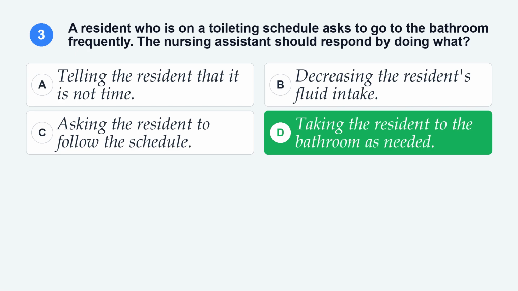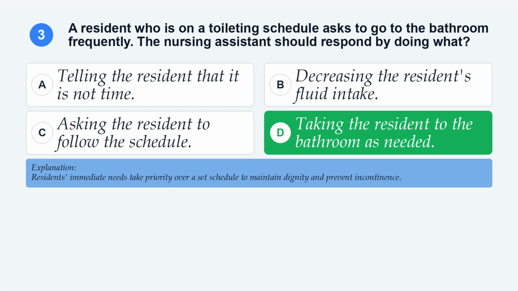The correct answer is option D. Taking the resident to the bathroom as needed. Explanation. Residents' immediate needs take priority over a set schedule to maintain dignity and prevent incontinence.